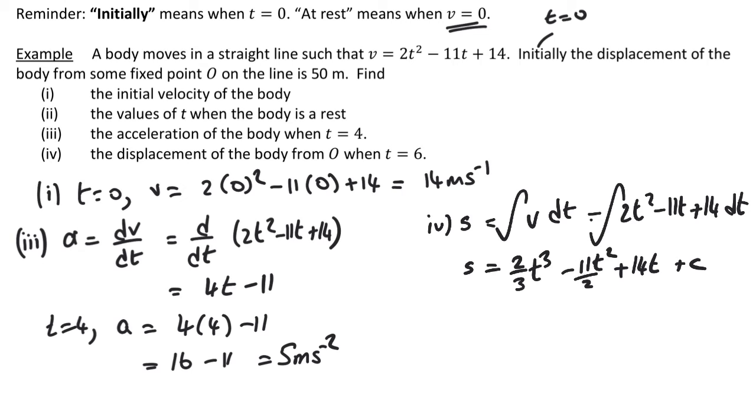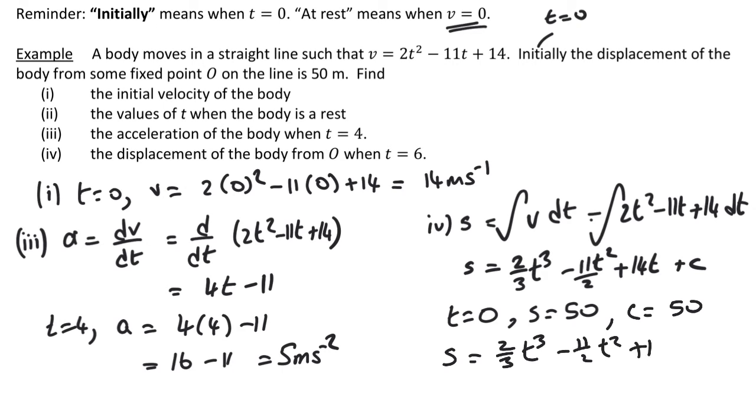Now we're told initially, so that's whenever t equals 0, s equals 50. And whenever we put t equals 0 into the equation, the 2/3 t cubed will be 0, minus 11t squared over 2 will be 0, 14t will be 0. So what we're left with is c, so that means that c is going to equal 50. So s equals 2/3 t cubed minus 11 over 2 t squared plus 14t plus 50. When t equals 6, s then is equal to 80 meters.